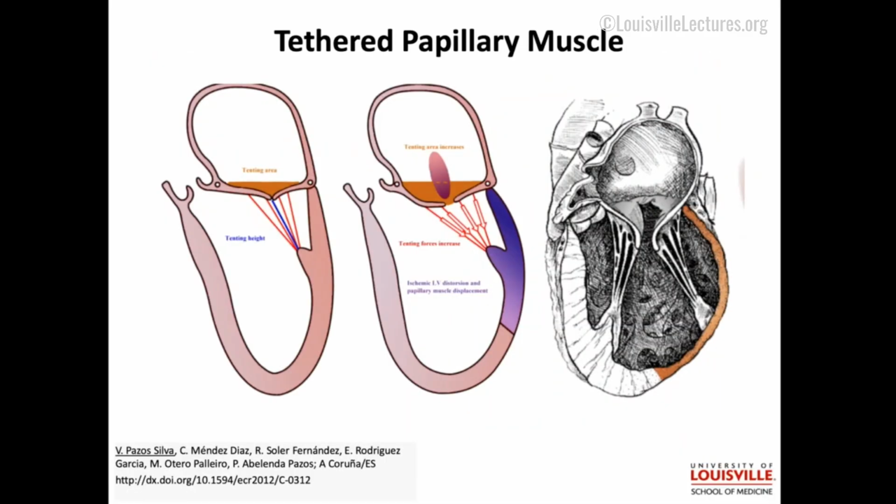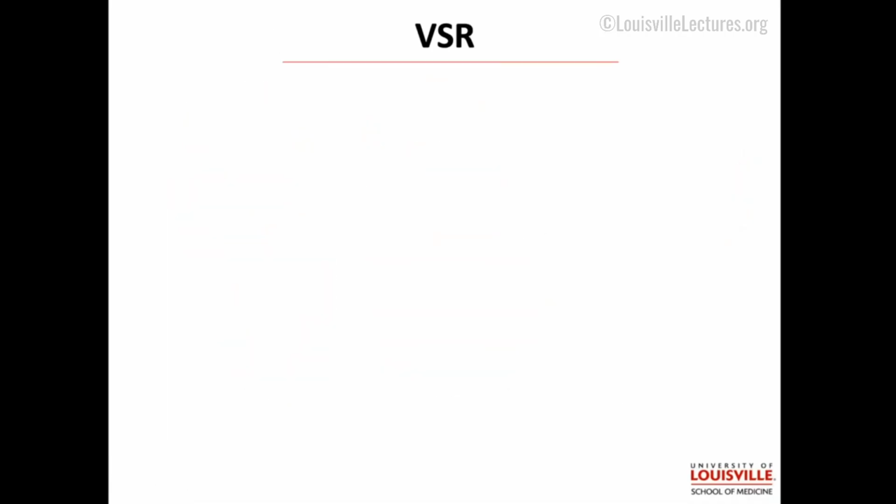This is a great schematic showing that tethered pap muscle phenomena that I was talking about. So here is when that hypokinetic inferior wall is tugging on the mitral valve and not allowing this posterior leaflet to coapt completely with the anterior leaflet, leaving an opening for regurgitation. So really like that schematic to help understand it.